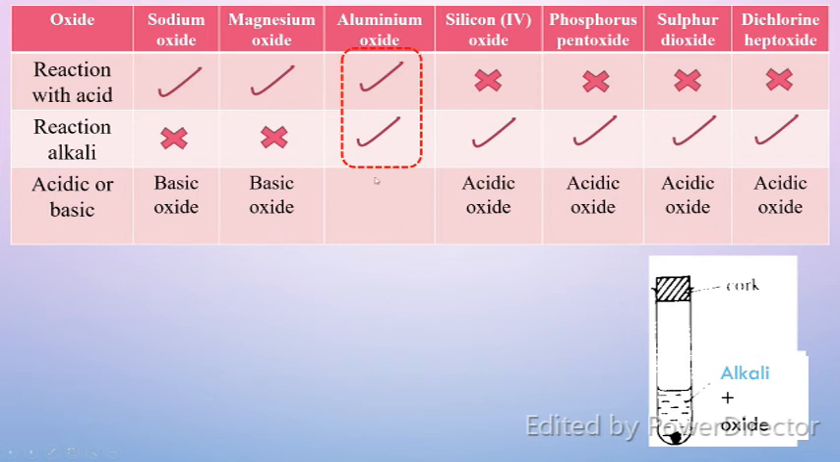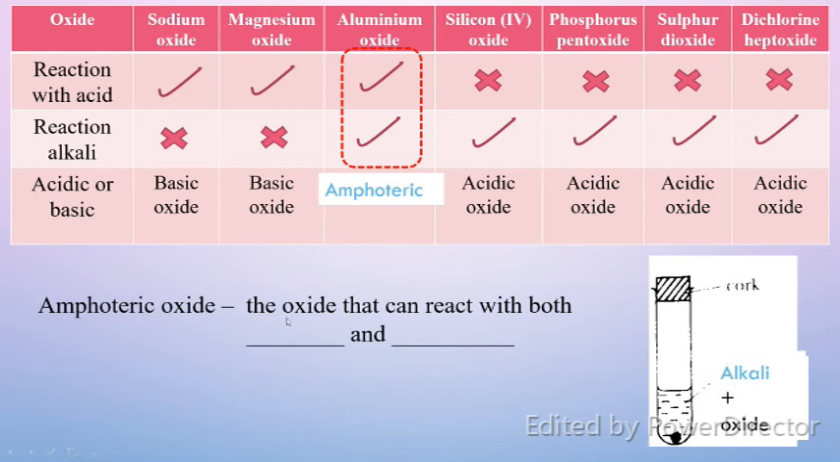So should I consider it as basic oxide? Or should I consider it as acidic oxide? Which one actually? Sometimes it can react with acid, sometimes it can react with base. So in this case, we name it as amphoteric. So amphoteric oxide, it is the oxide that can react with both acid and alkali, remember. In SPM level, when you mention about amphoteric oxide, it refers to aluminum oxide. So remember today, what is amphoteric oxide? That is the oxide that can react with both acid and alkali.